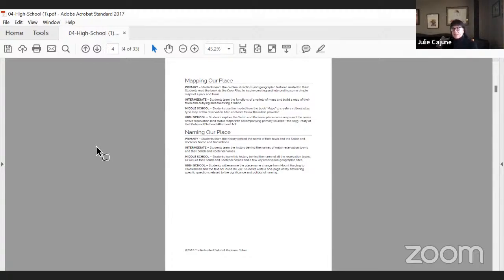And then when they get to the high school level, they really look at the politics of naming. Who gets to name a place? How are places named? Who has that authority? And then we do kind of an exploration of House Bill 412, where they look at names that have been changed. So Squaw Peak changed to Chepachin, Mount Harding changed to Klauken. And so it was really wonderful.